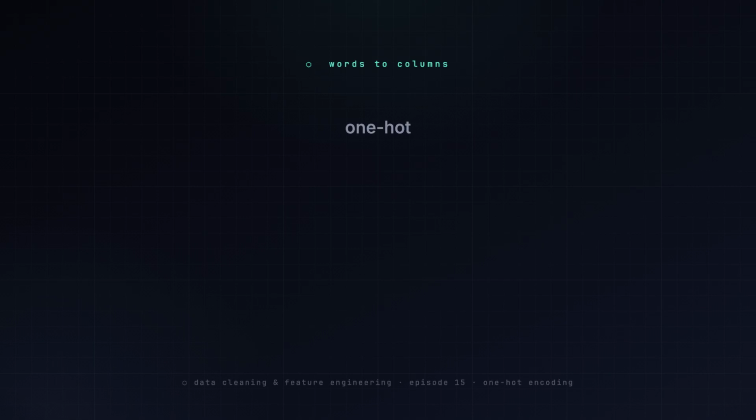Last episode we built date features from tenure, an honest constructed example. Now the real categorical workhorse. Telco is full of words: DSL, fiber optic, electronic check. A model can't multiply a word. Today we turn words into columns with one hot encoding.